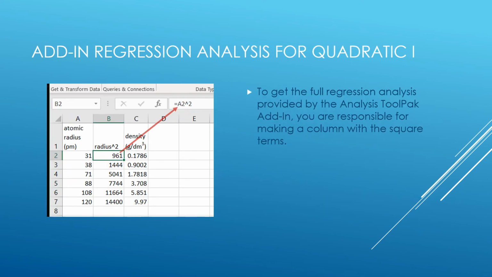The add-in regression analysis assumes that we're fitting to a straight line. If we want to use the add-in regression analysis for a quadratic, we are responsible for creating the square terms ourselves. So we see that we have inserted a column B, and in that B we have calculated the squared A terms, and now we're ready to proceed.